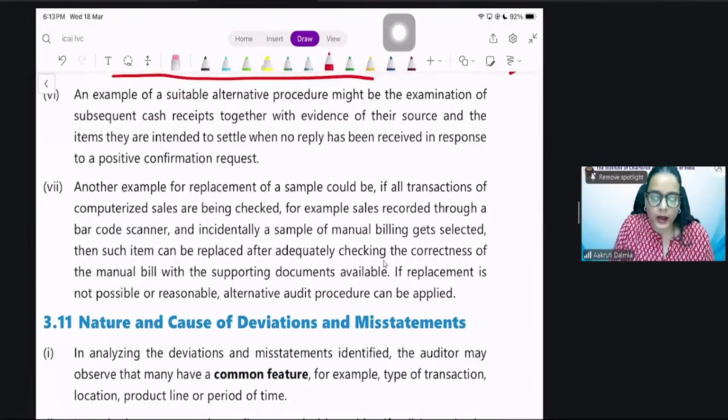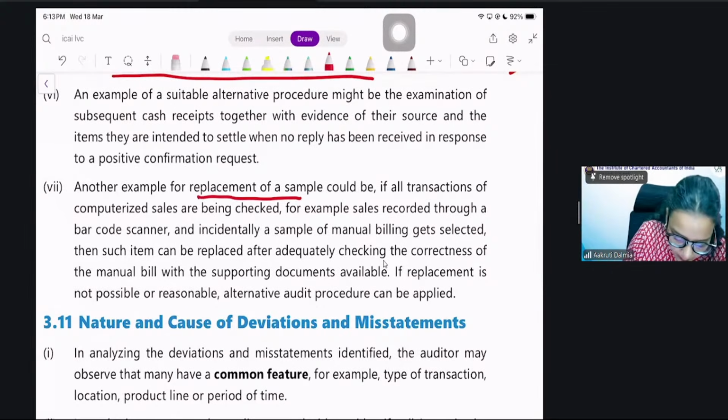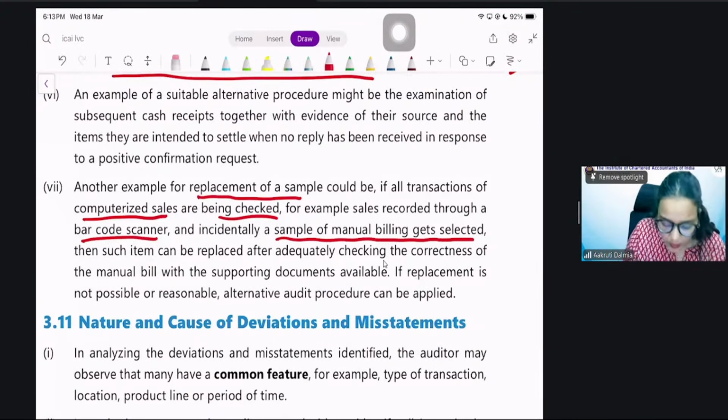Okay. Another example is given. Let's take one more example and then this topic will be done. Another example of replacement can be if all transactions of computerized sales are being checked. For example, sales recorded through a barcode scanner, and some sample of manual billing gets selected. So will it be part of the population? No. Why? Because our population right now is checking of computerized bills.